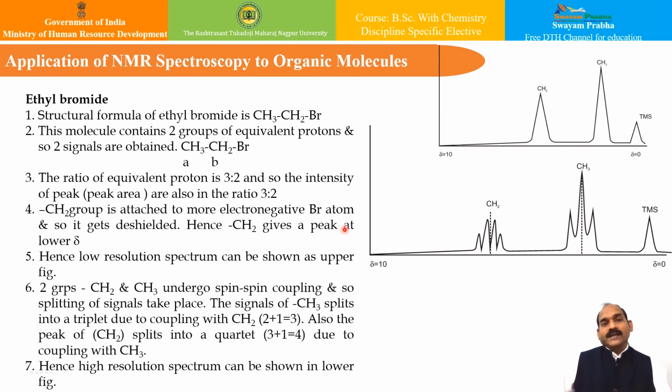Let us have a look at the application of NMR spectroscopy to organic molecules. Let us initially take the example of ethyl bromide. We have chalked down all the observations point by point in order to understand it easily. The structural formula of ethyl bromide is CH3CH2Br.